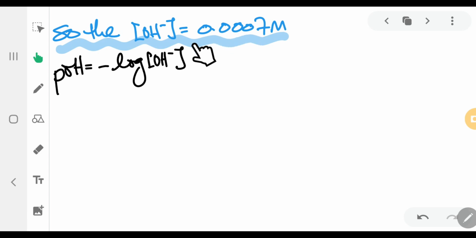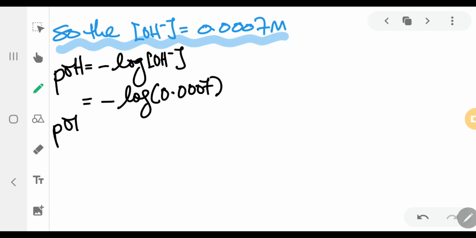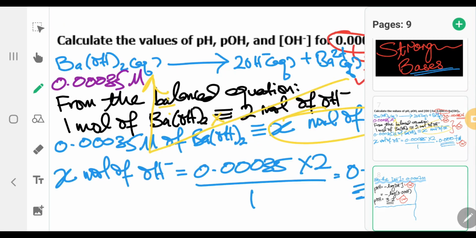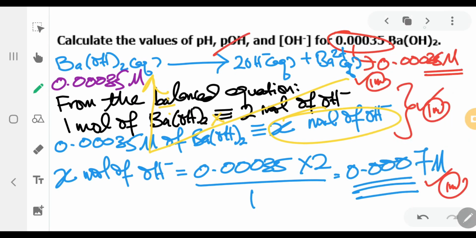So we're just going to take that value, you're going to plug it into there. Then the value of pOH is about 3.2. Okay. So you'll get 1 mark for that one. 1 mark for this one. We have solved for pOH. Okay, we have solved for that one.